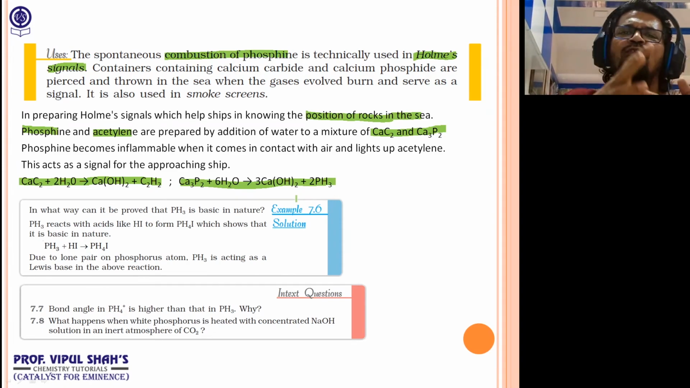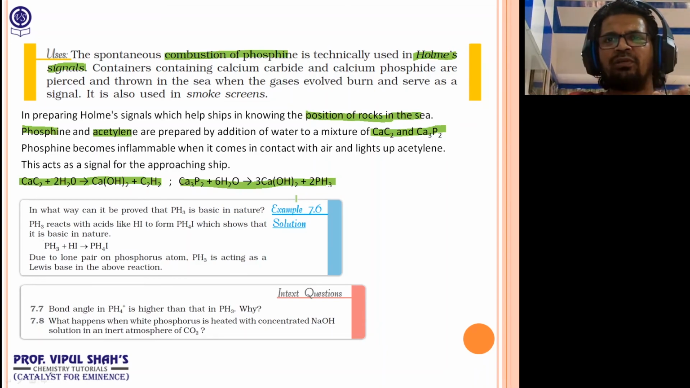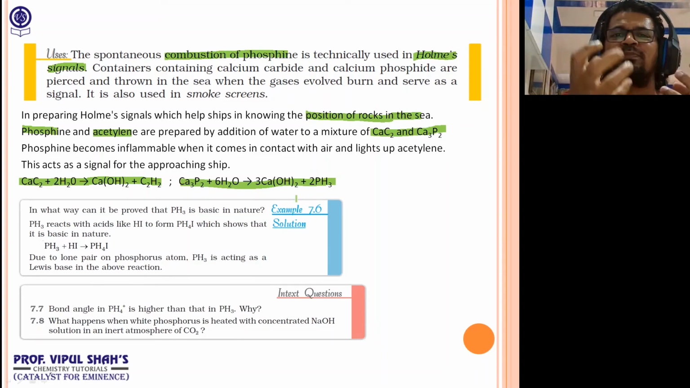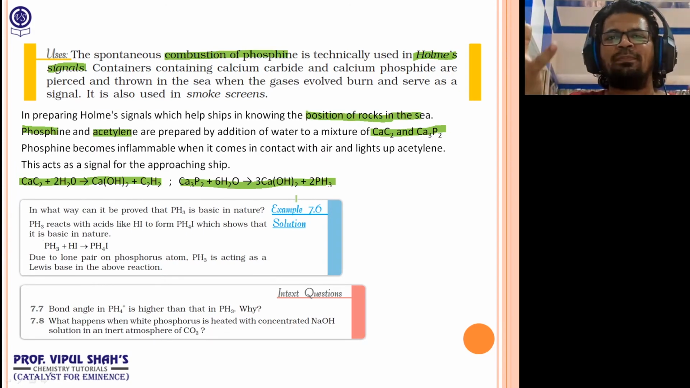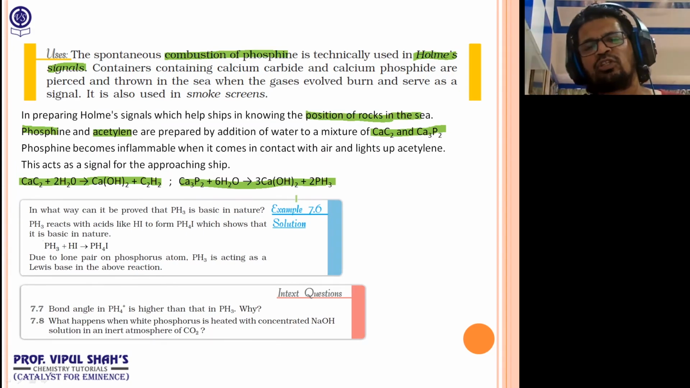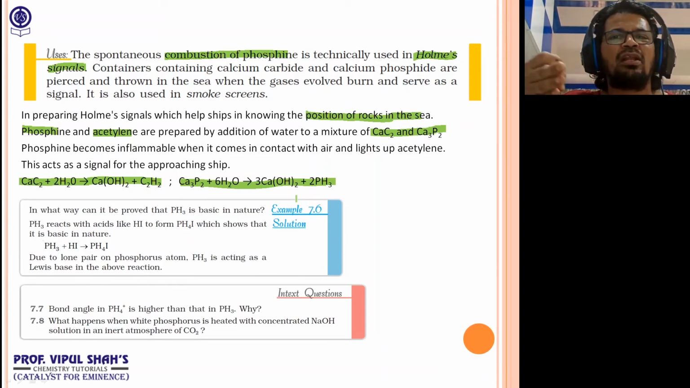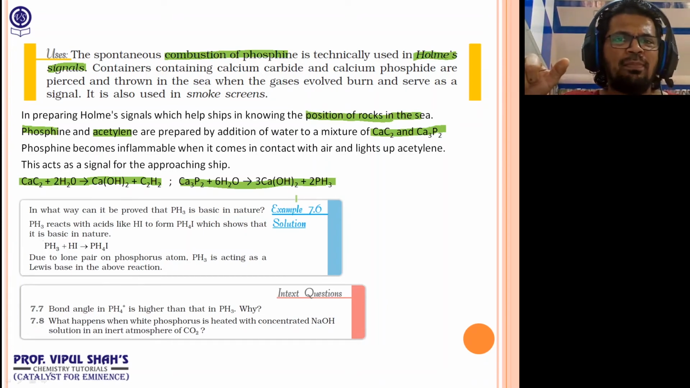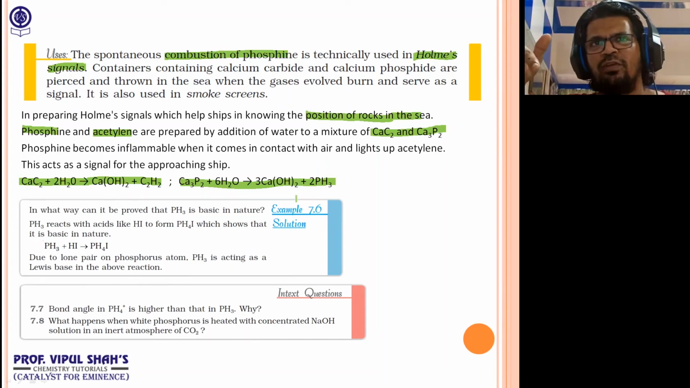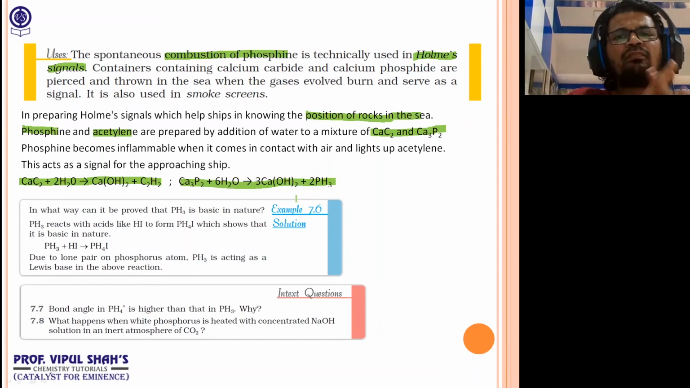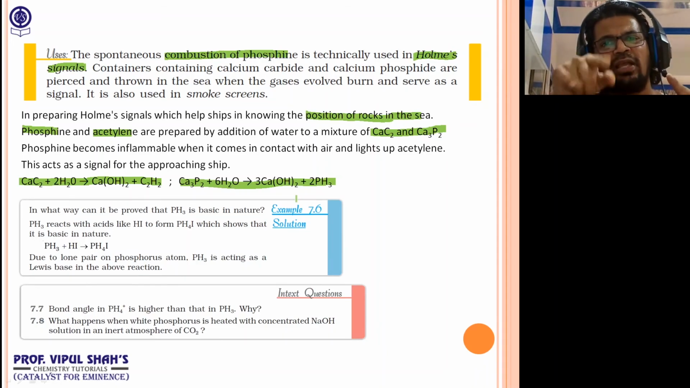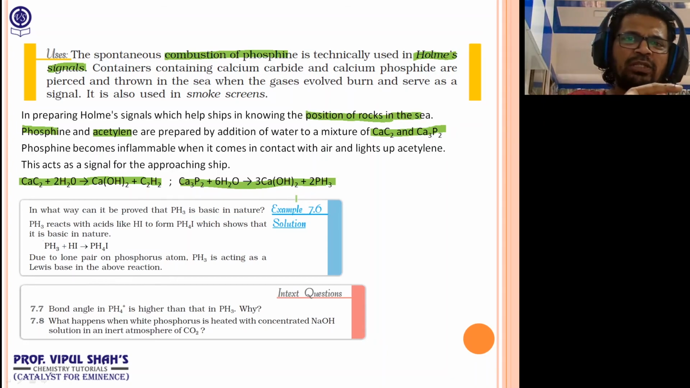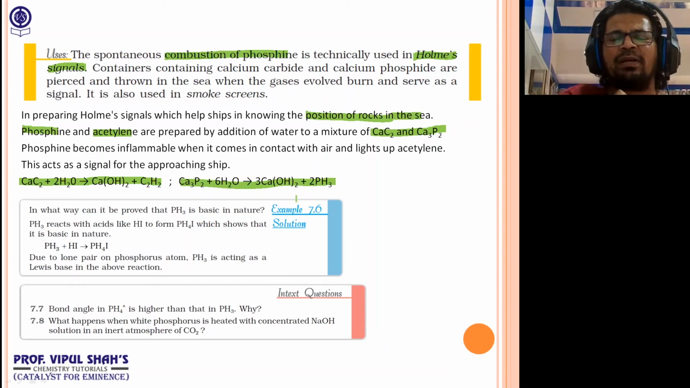Now, phosphine becomes inflammable when it comes in contact with air and it lights up with acetylene. So that's basically like a signal. It's like a light that appears when the reaction takes place. That's a signal to the ships not to come nearer, as there are rocks and there's a probability the ship may get stuck. So two important reactions: calcium carbide with water gives acetylene; calcium phosphide with water gives phosphine. Both when they come in contact, is this clear? It lights up. Phosphine becomes inflammable when it comes in contact with air and lights up acetylene, like a glow. And this is also used in smoke screens.